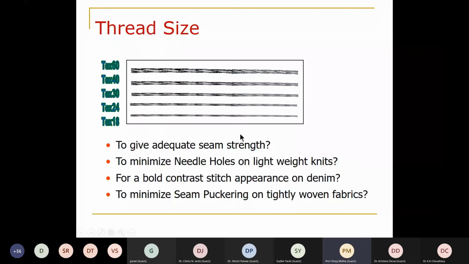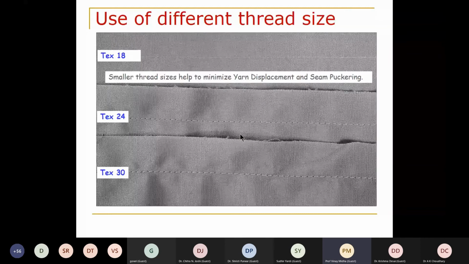Now in this case, you can see the use of 18 tex, 24 tex and 30 tex sewing thread. Smaller thread size helps minimize the yarn displacement and therefore the seam puckering. So in this case, you will see that the displacement of the yarns in the fabric is minimum because of the size of the thread and the needle. So the puckering has been minimized. But in case we use the coarser sewing thread, then the puckering can be seen on these particular fabrics.